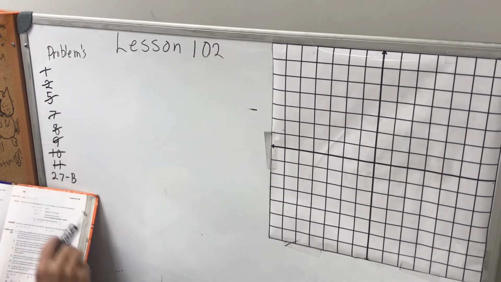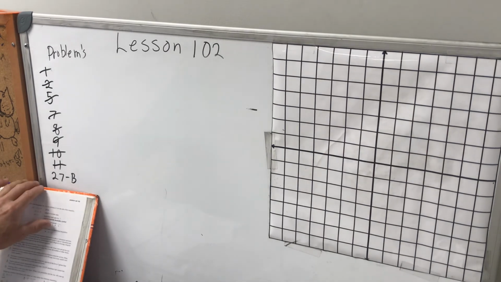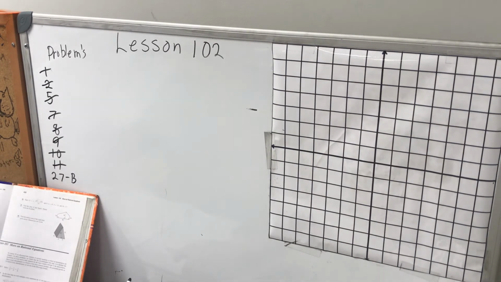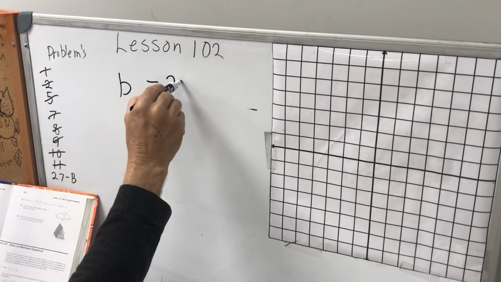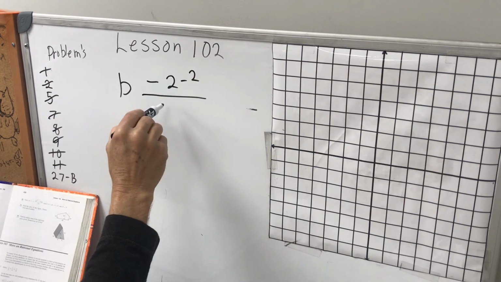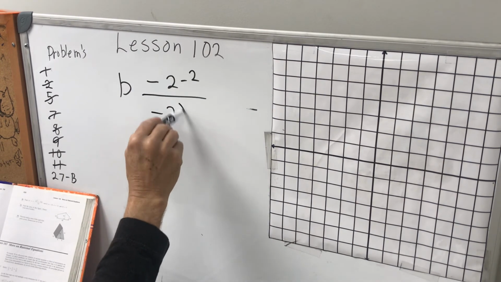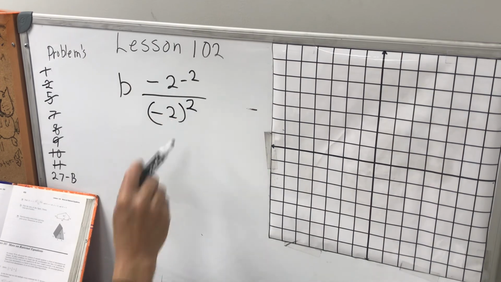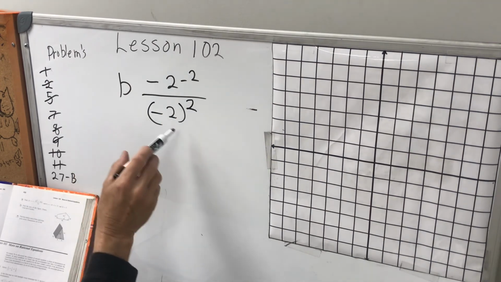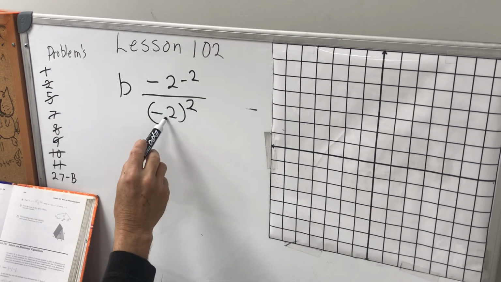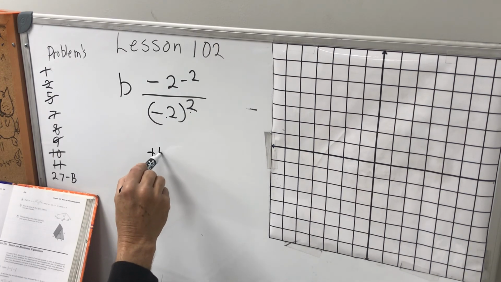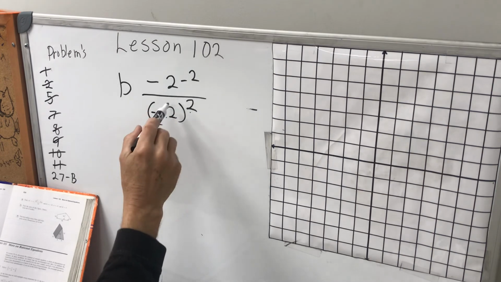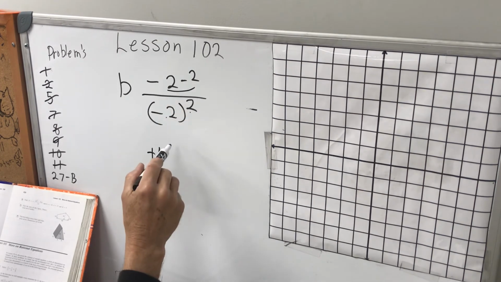One more problem. 27b looked like it might be something that would be a little complicated. 27b is this. Negative 2 over negative 2 squared. Okay, we'll start off with solving the bottom to start with. I think all of you agree with negative 2 squared is a positive 4. And then this needs to be brought down with this negative exponent. We need to bring it down.